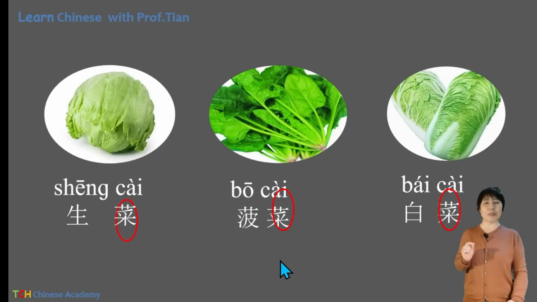So this is a typical Chinese word formation. We have a basic root word and then we'll add a modifier to name something. It's not like lettuce, spinach, these are different names. We just say something 菜. So 生菜, 菠菜, and 白菜. And which 菜 do you like?